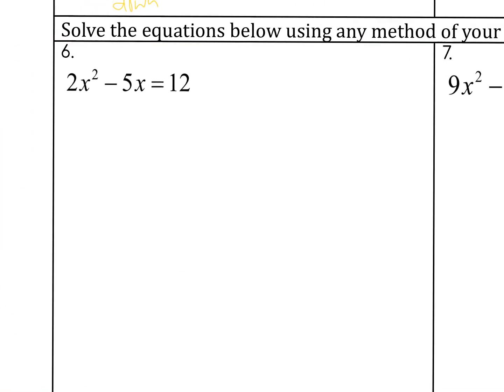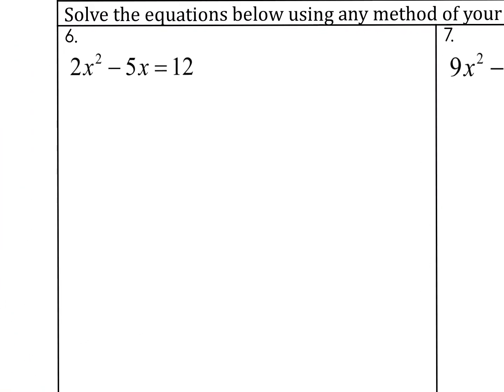Solve the equation below using a method of your choice. Okay? I guess my go-to in this case is going to be to try factoring. So I'm going to have 2x squared minus 5x minus 12, and that equals 0. So I've got to multiply the 2x squared and the negative 12. 2 times negative 12 is negative 24x squared.